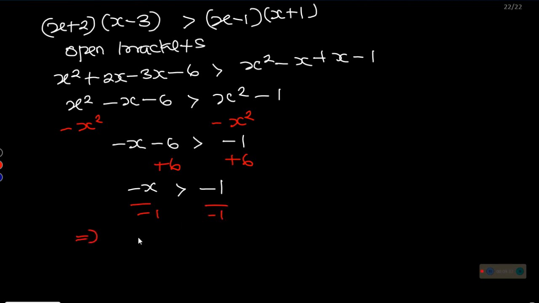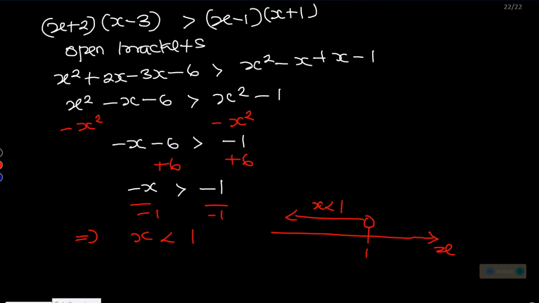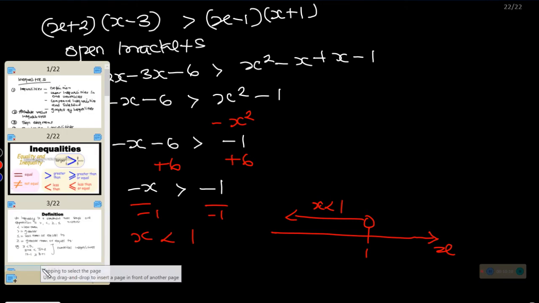And remember when you divide by a negative, the sign changes to less than. And this is the inequality, and the graph will look like this. So x is less than 1... the arrow points to the left because it is less than, and the circle is unshaded, and this is the x-axis. So it's very simple, guys. One more example, and then we'll end the exercise, guys.